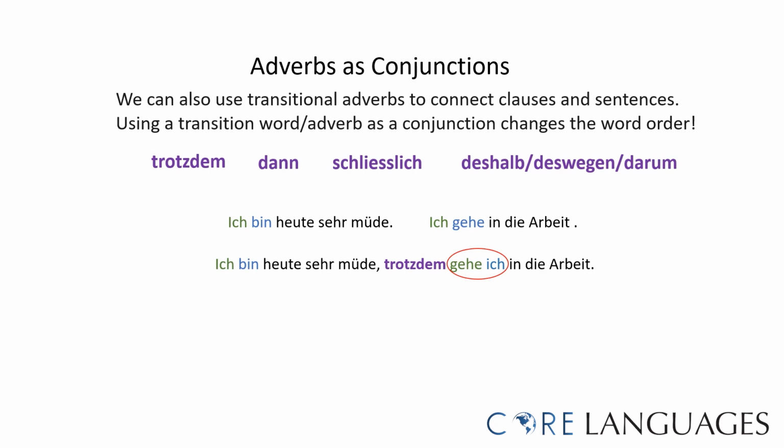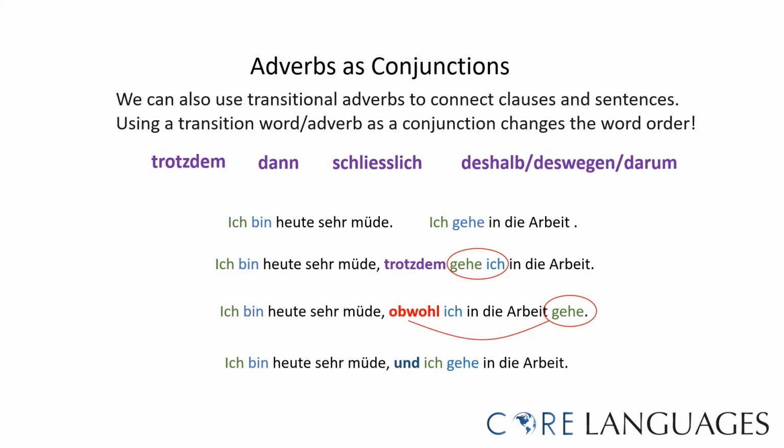Let's compare this sentence to a sentence with a subordinating conjunction. Ich bin heute sehr müde, obwohl ich in die Arbeit gehe. In this example, obwohl, the subordinating conjunction, pushes the verb gehe to the end of the sentence. And now, let's connect these two sentences with a coordinating conjunction. Ich bin heute sehr müde und ich gehe in die Arbeit. You will notice that both sentences follow regular word order.